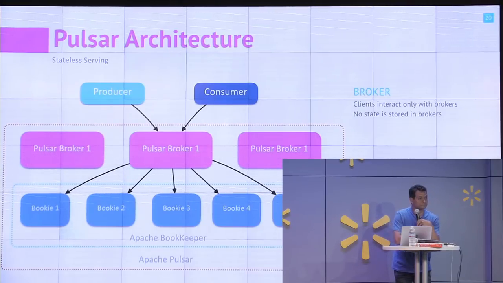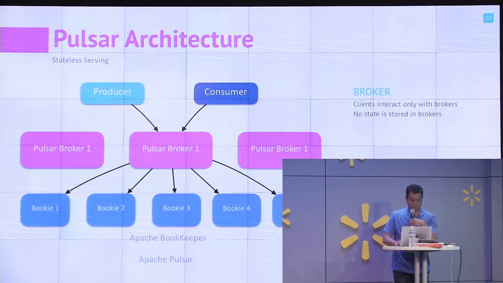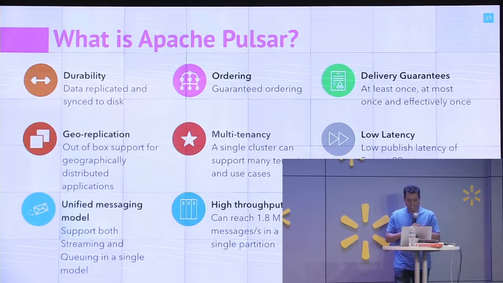For the unified message model, what's the difference between a stream and a queue in this? Sure. So the question was, what's the difference between streaming and queuing? And it has all to do with ordering.